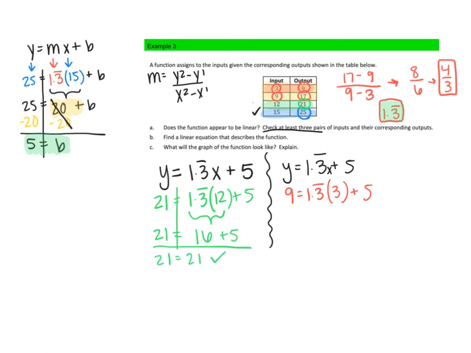All right, so mine checked out. Mine worked. Did yours work? Hopefully it did. If not, if you're not done, you can check it with me right now. 1.3 repeating times 3 is the same as 3.9999999, so I'm going to round this off to 4. And does 9 equal 4 plus 5? Yeah. So these all checked out. So yes, this is linear. So for part A, my answer is yes.